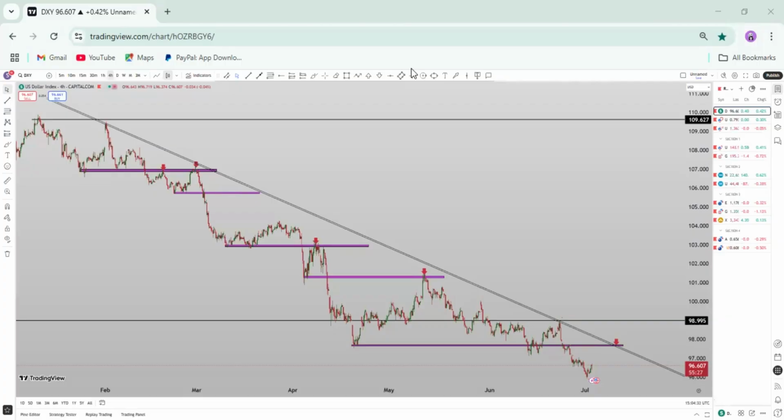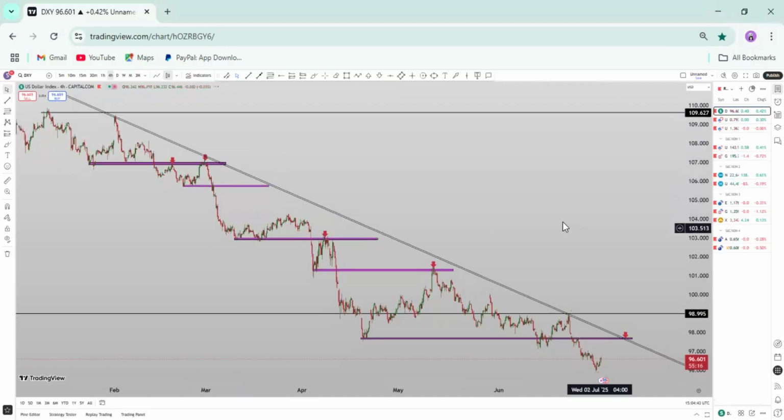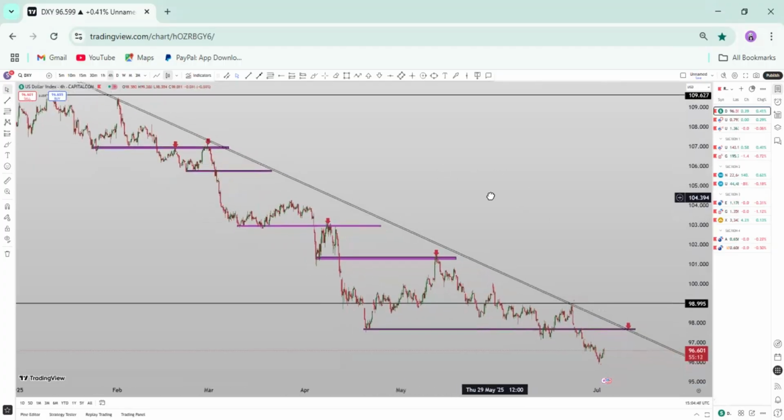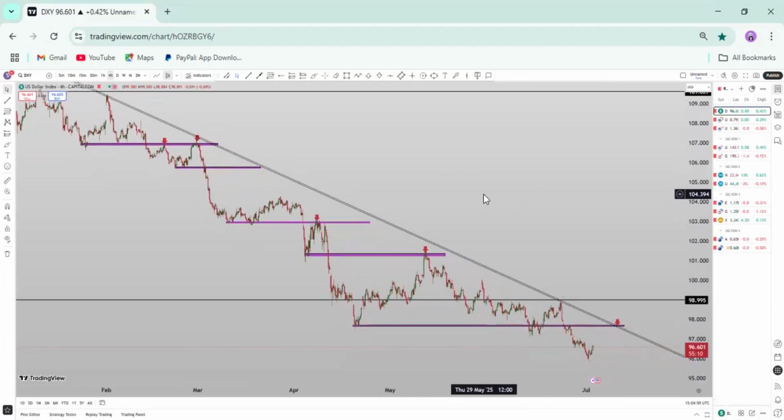It's another week that we are continuing to do our analysis on various pairs. So we are going to start with the DXY so that we have that direction of the market. Now let's start with the DXY. This is the 4-hour time frame. As you can see, the DXY is still on a strong downtrend.